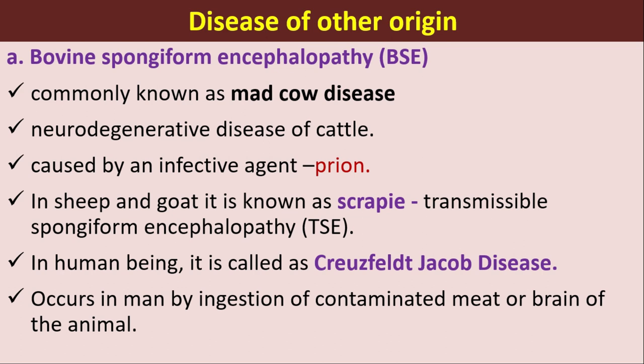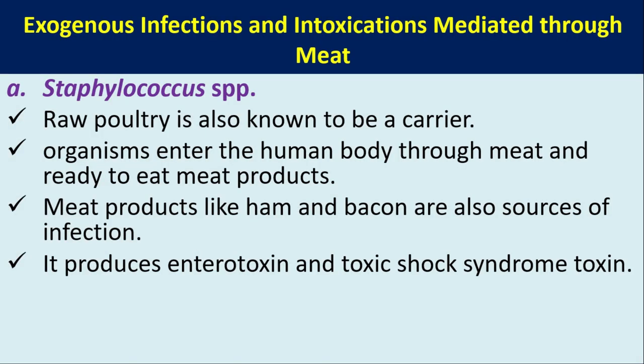Diseases of other origin: bovine spongiform encephalopathy or BSE, commonly known as mad cow disease. It is a neurodegenerative disease of cattle caused by an infective agent known as prions. In sheep and goats, it is known as scrapie. These are transmissible spongiform encephalopathies, or TSE. In human beings, it is called Creutzfeldt-Jakob disease. It occurs in man by ingestion of contaminated meat or brain of the animal.